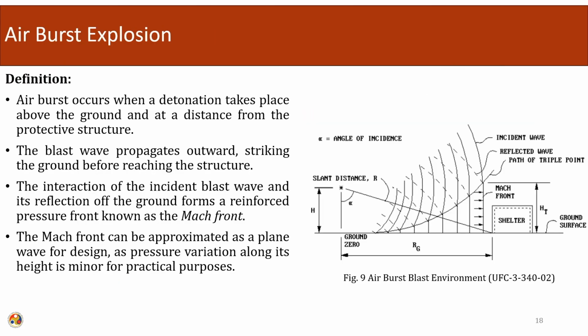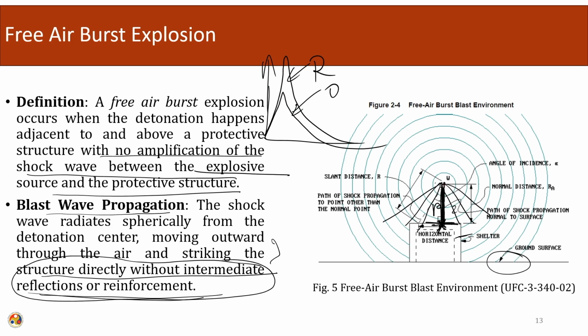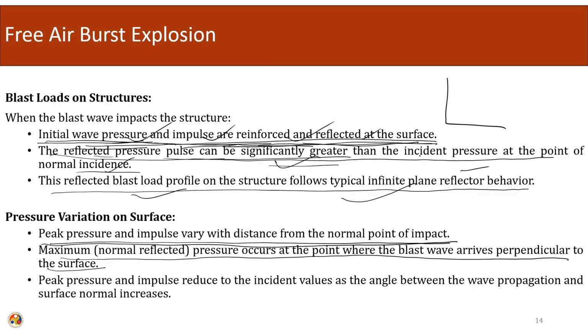Now, we come to the airburst explosion. An airburst occurs when a detonation takes place above the ground and at a distance from the protective structure. In the free air burst, what was happening? The burst was happening above the structure, adjacent to it, but above the structure.